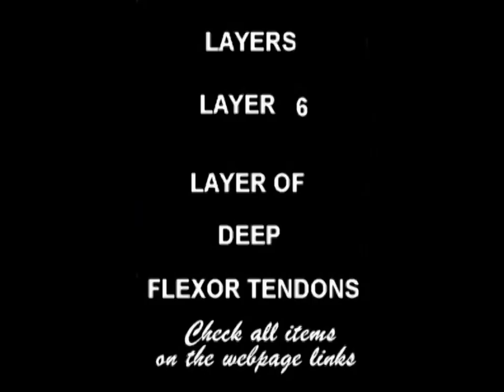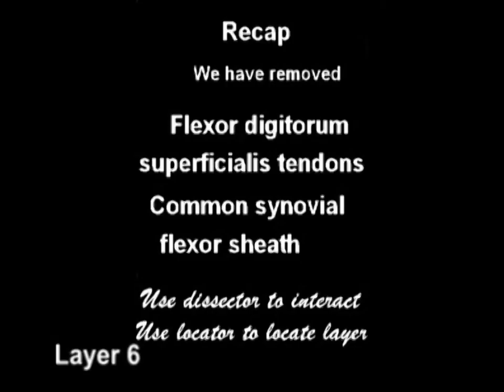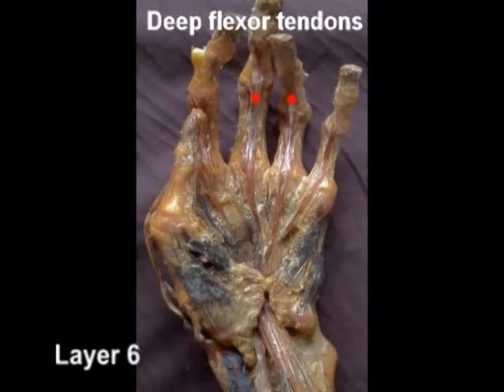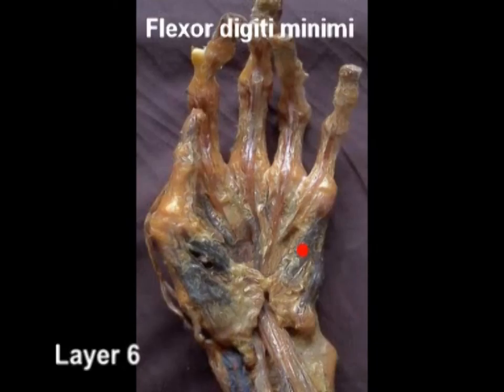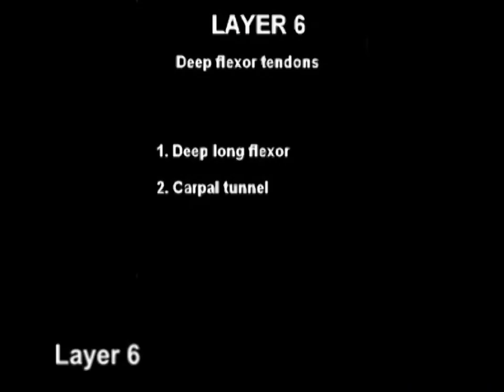We have now arrived at the layer of the deep flexor tendon. There's only one deep flexor tendon, and that is the tendon of the flexor digitorum profundus. To recap, we have removed the flexor digitorum superficialis tendon and the common synovial flexor sheath. We are now seeing the deep tendons clearly. The carpal tunnel and the flexor digiti minimi, which is the last muscle of the hypothenar eminence. The layer of the deep flexor tendons contains the deep long flexors and the carpal tunnel. In sum, we have exposed fibrous flexor sheaths and the carpal tunnel.